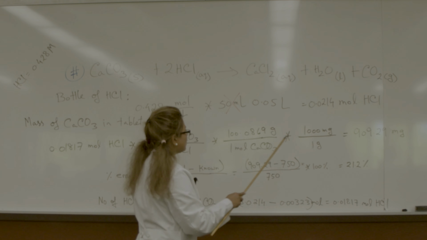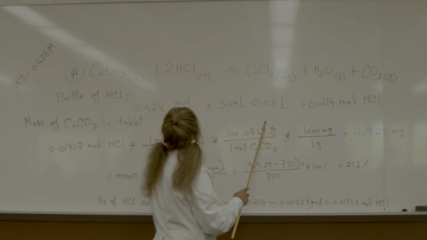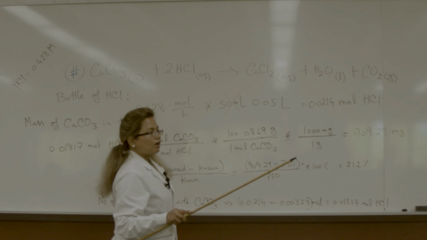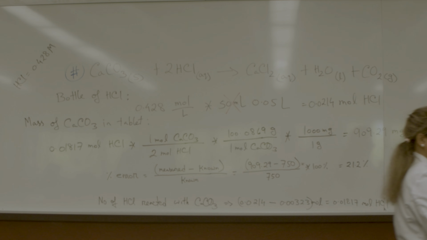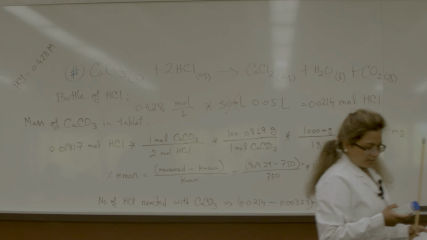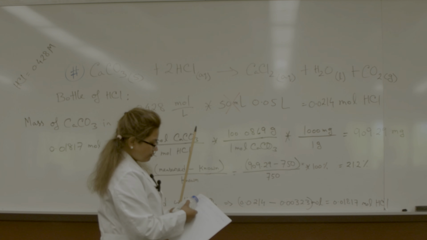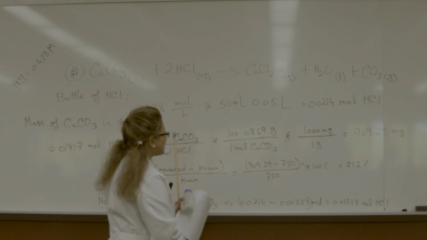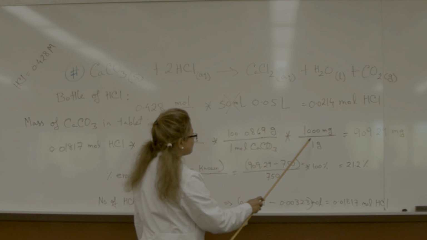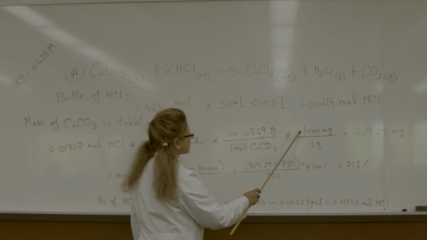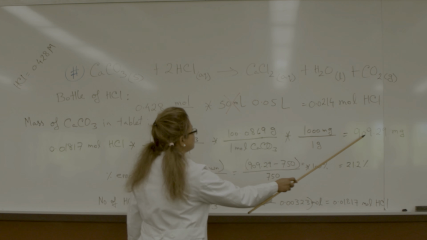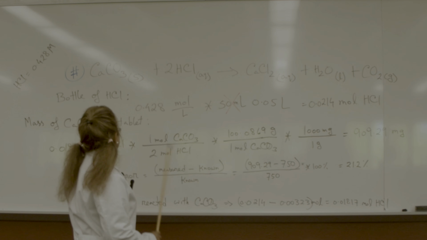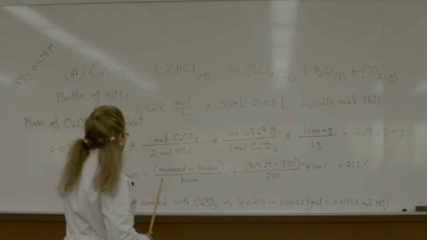So it is grams per mole, and I'm trying to find it in milligrams because the bottle of antacid says 750 milligrams. So my unit should be the same. That's why I converted from grams to milligrams. 1 gram is 1000 milligrams. So I ended up with 909.29 milligrams of calcium carbonate.